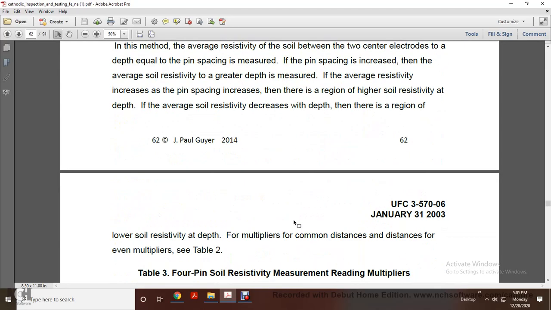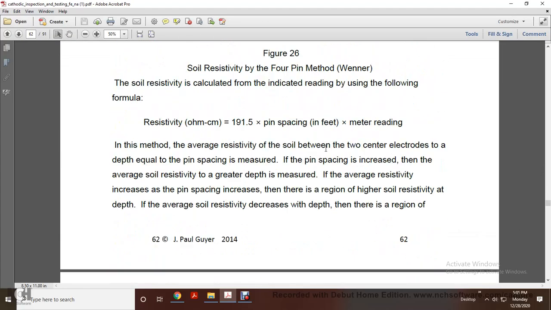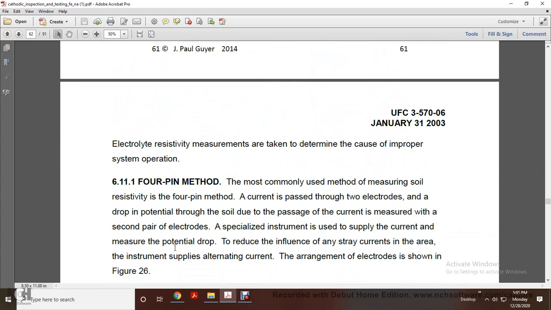611, and then we're going to cut the tape there. Page 61. Electrolyte resistivity measurement is taken to determine proper system operation. 611.1, 4-pin method.